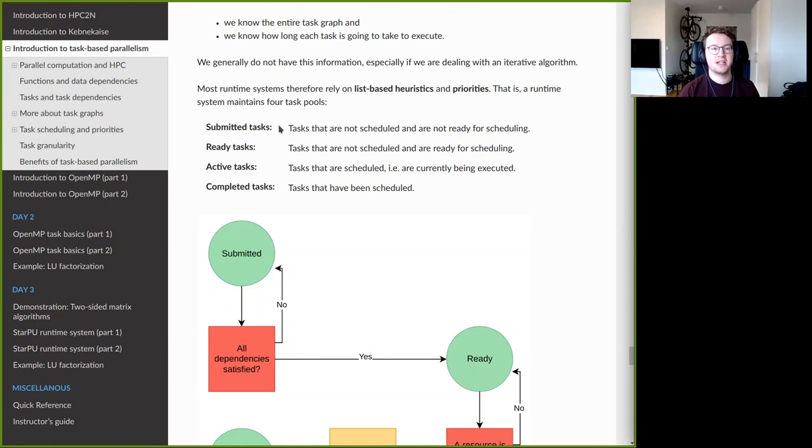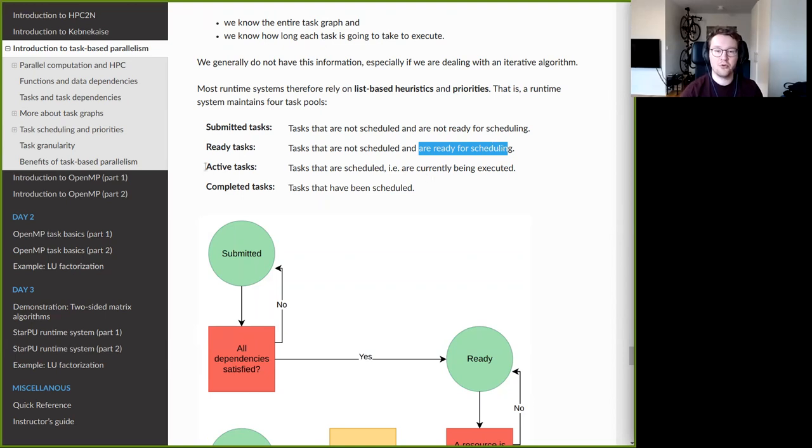So we have basically four pools where we put all the tasks. The first pool is called submitted tasks, and it contains all the tasks that are not scheduled yet and are not ready for scheduling, meaning that we haven't executed them. And it also means that they have some dependencies. They depend on tasks that came earlier that haven't been executed yet. Then we have the ready pool, which is all the tasks that are not executed yet, but all their dependencies have been executed. So they would be ready to be executed right now. All the dependencies have been satisfied.